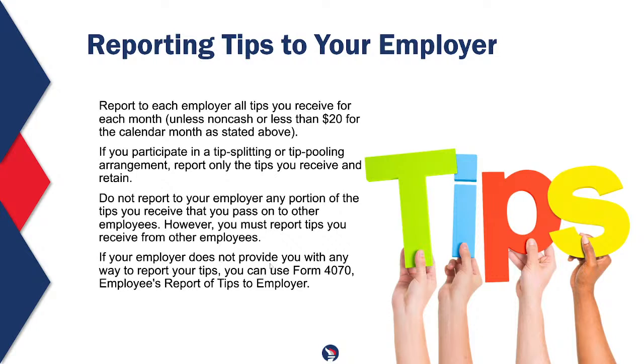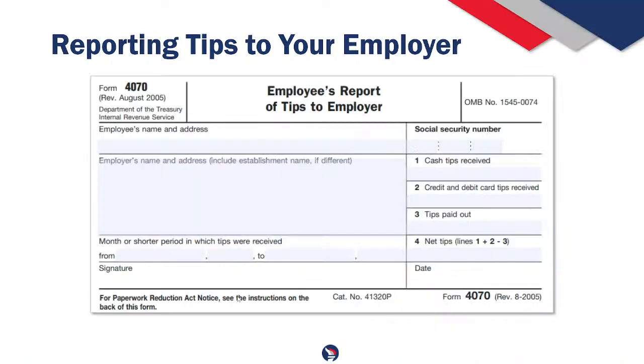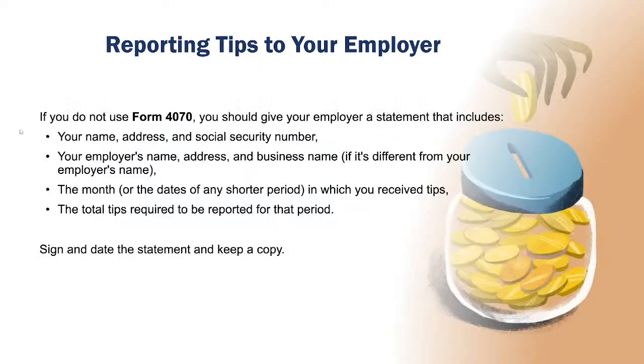If your employer does not provide you with any way to report your tips, use Form 4070 to report your tips on your tax return. Like we said, here's our 4070. This is where you report that you got $20 in tips or more for the month. This is where you report all that information and turn it into the employer. If you do not use the 4070, you should give your employer a statement that includes the same information. So if you don't use the form, you can make a substitute form from scratch.